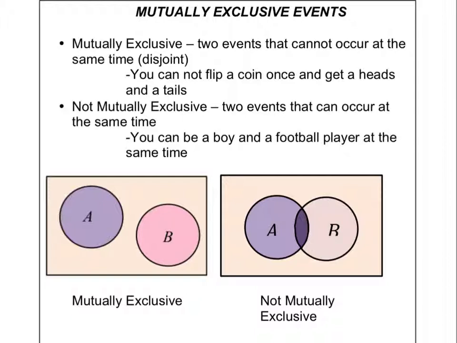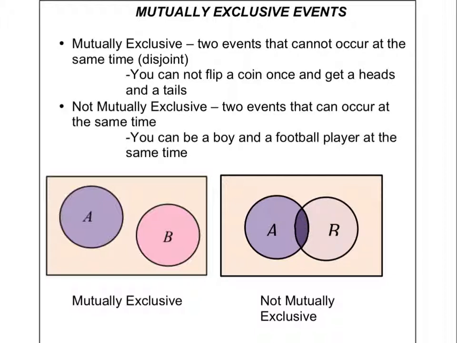Not mutually exclusive is when two events can occur at the same time. For example, you can be a boy and a football player at the same time. You can be in both categories at the same time. That is not mutually exclusive. Again, as you look at the Venn diagram down here, in this case A would be boys, B would be football players, and this middle area would be a boy and a football player at the same time.